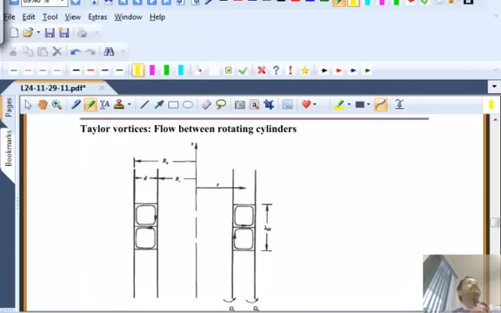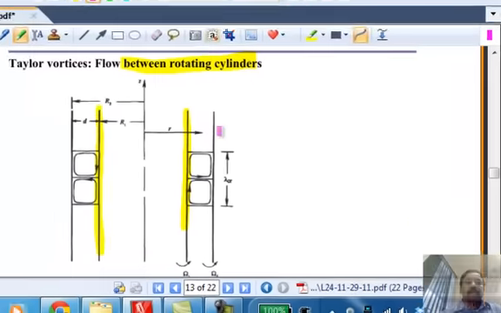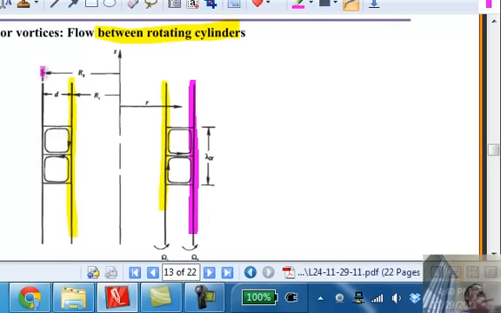vortices, that is flow between two rotating cylinders. This is the inner cylinder, and that is the outer cylinder. And the one-dimensional flow we actually analytically solved in the class. Okay, what Taylor did was put a perturbation exactly along the lines that we studied and solved the eigenvalue problem, and determined when that flow becomes unstable.